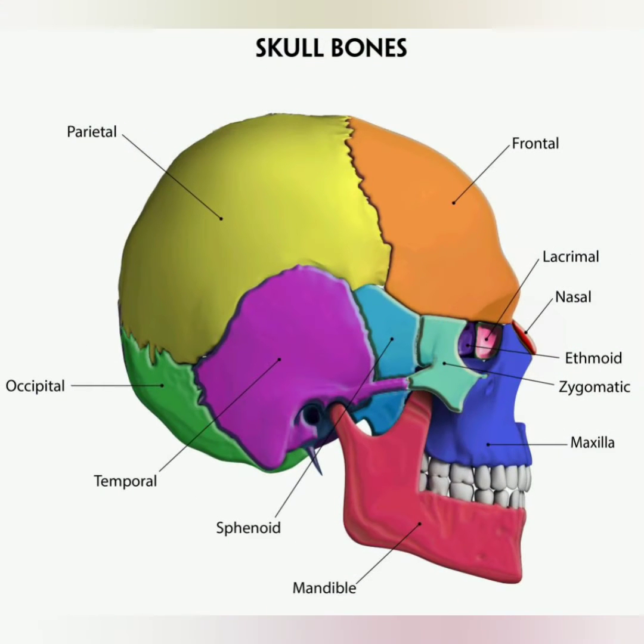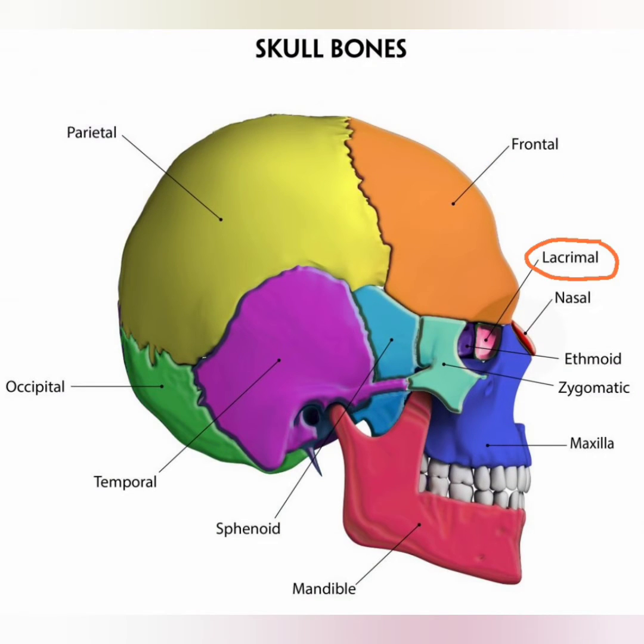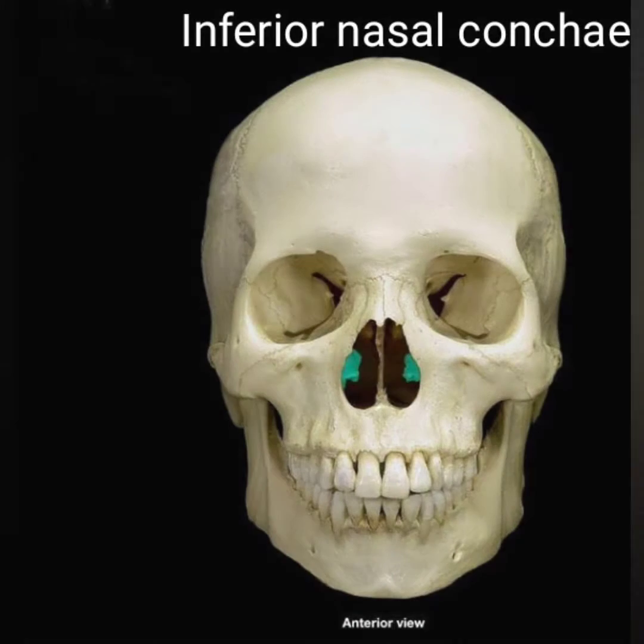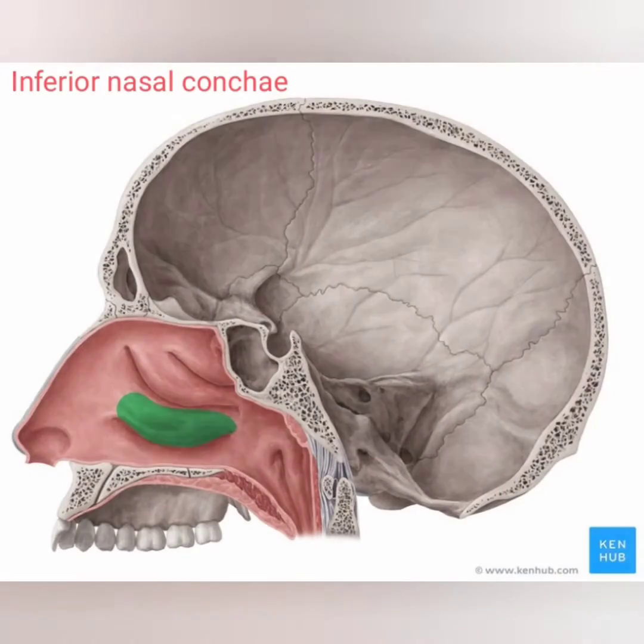So let's see the bones. This is the lateral view of the skull. Here we have frontal bone, lacrimal bone, nasal, ethmoid, zygomatic, maxilla, mandible, sphenoid, temporal, occipital and parietal bone. And when we turn to the anterior view of the skull, we have the vomer and the inferior nasal concha.